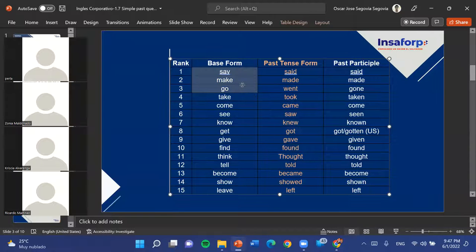It will be say, make, go, take, come, see, know, get, give, find, think, tell, become, show, and leave. So this is the base form of them. Now, in the past form, you're going to say something like said. This is as if it's with an E instead of these two letters, only an E. So the sound is only said. Then we have made. You guys did very well there. Went, took, and came. Okay, so those five are pronounced like that.